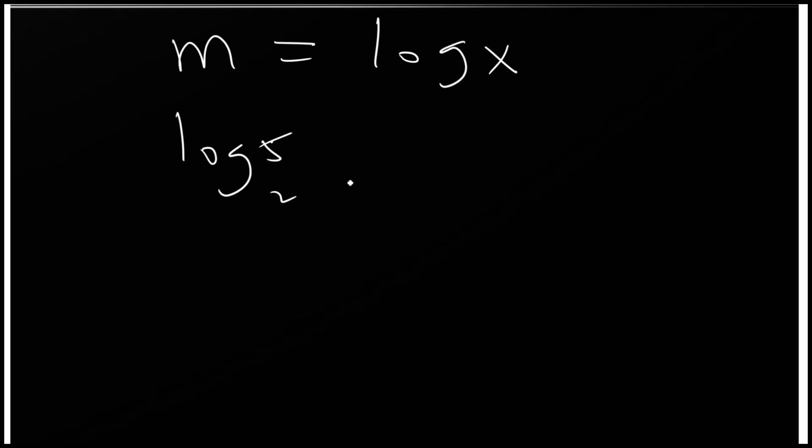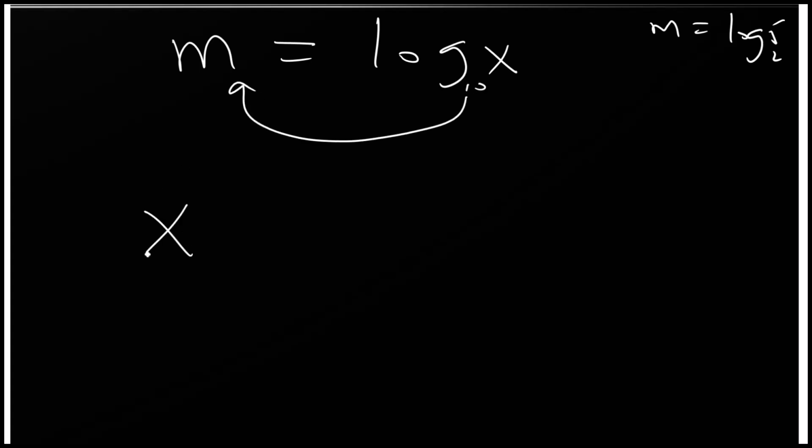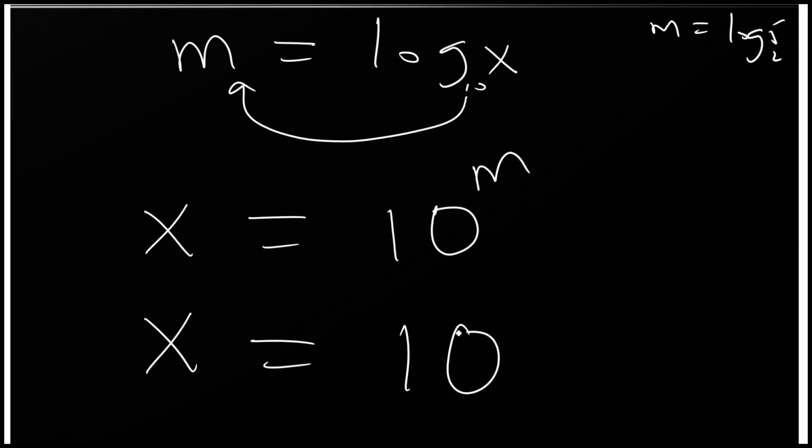Now if we had to solve for x, let me put the value of m here, log 5 to base 2. Since the base is 10, x equals 10 raised to m. But m is log 5 to base 2, so x equals 10 raised to log 5 to base 2.